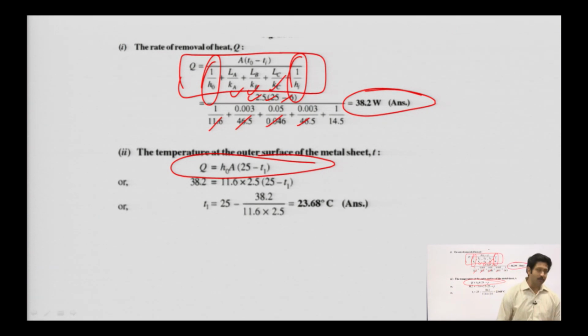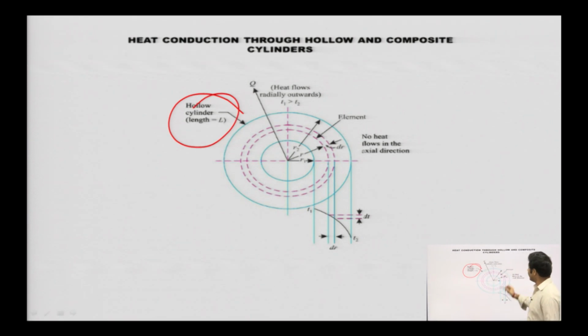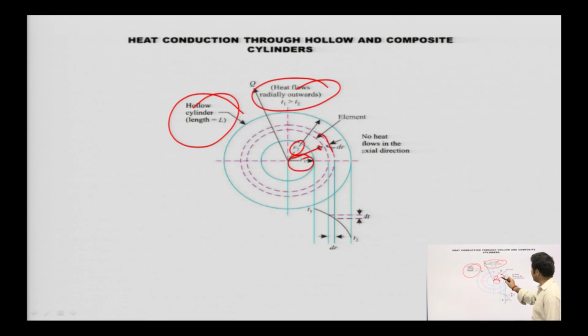So let's talk about heat conduction through a hollow composite cylinder. Here it is, a hollow cylinder of length L. Heat flows radially outwards. This is the inner radius, this is the outer radius. If we take an element, the inner radius is r1, the external radius is r2, and from the center, the radius of the element is r. No heat flows in the axial direction.